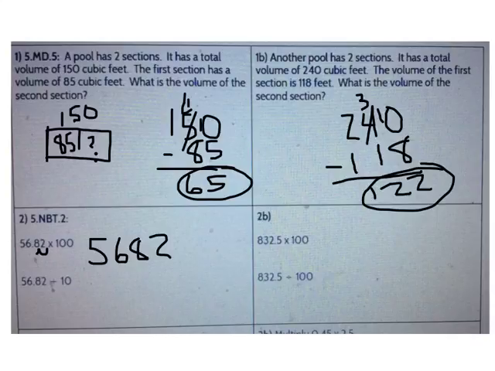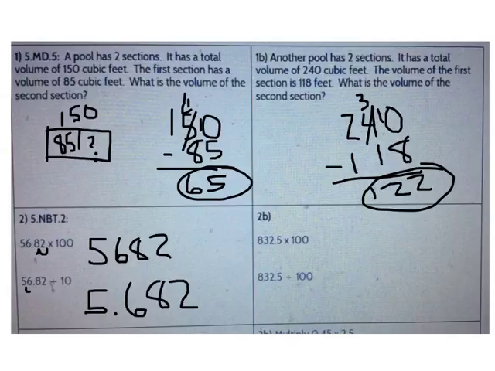When I divide by 10, will the decimal move left or right? It'll move left because place value will decrease. How many times will it move? It will move once because 10 is 10 to the first power. So I'm going to move it once. The correct answer is 5 and 682 thousandths.